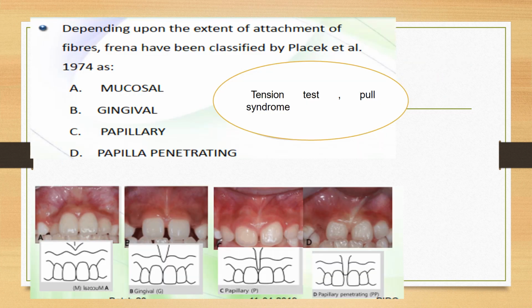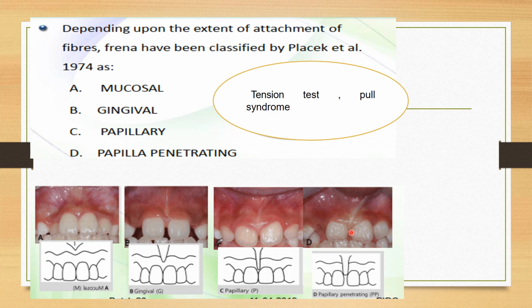So coming to the classification, depending on the extent of attachment of fibers, frenum have been classified by Placek in 1974 as mucosal, gingival, papillary, and papilla penetrating. You can see that if it is attached to the gingiva, it is gingival, and if it is attached to the mucosa, it is mucosal. It is papillary towards the papilla, and in papilla penetrating, it extends to the lingual, palatal side.